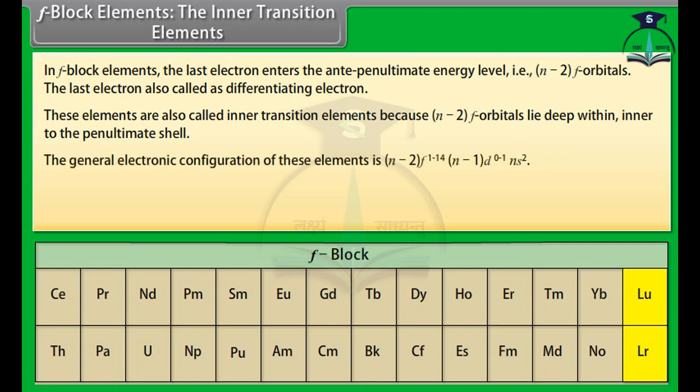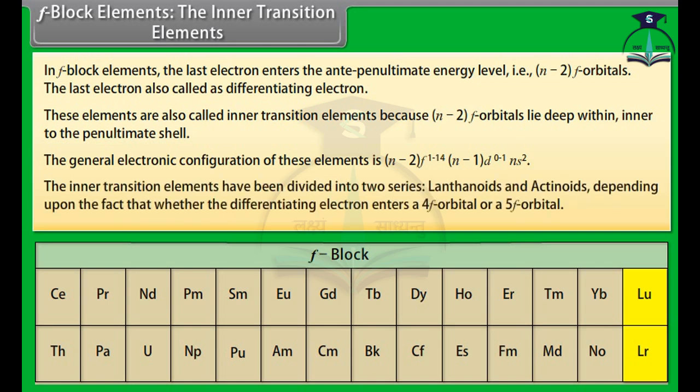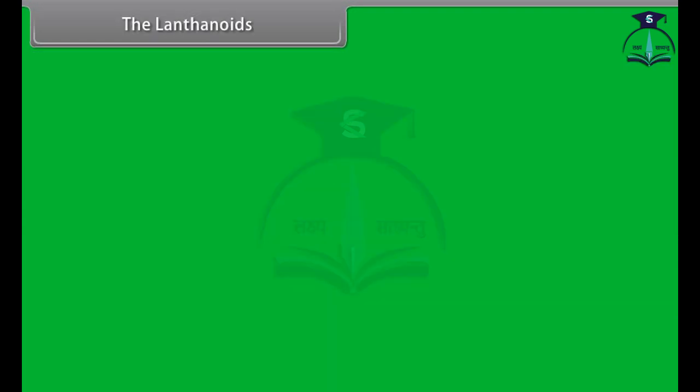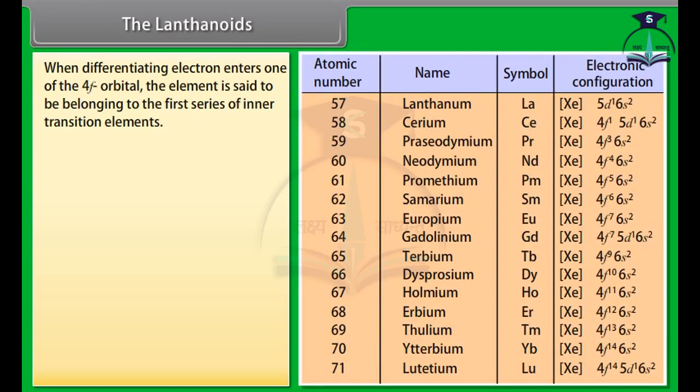The general electronic configuration of these elements is (n-2)f1 to 14, (n-1)d0 to 1, ns2. The inner transition elements have been divided into two series, lanthanoids and actinoids, depending upon the fact that whether the differentiating electron enters a 4f orbital or a 5f orbital. The lanthanoids. When differentiating electron enters one of the 4f orbital, the element is said to be belonging to the first series of inner transition elements.